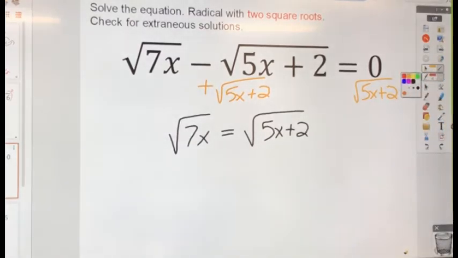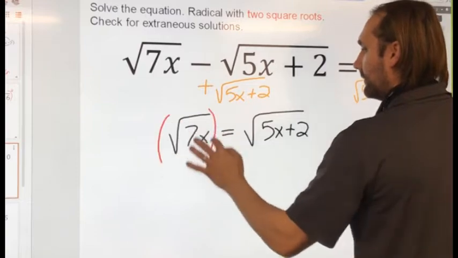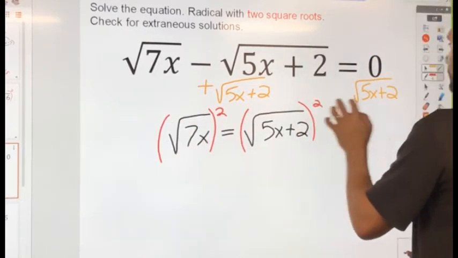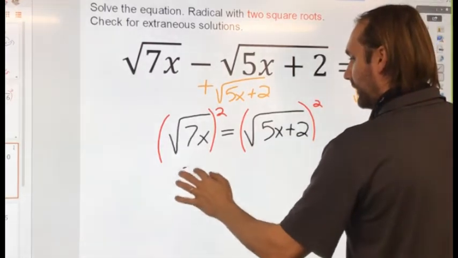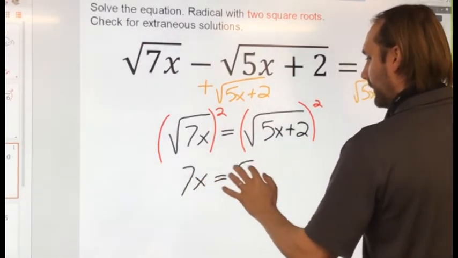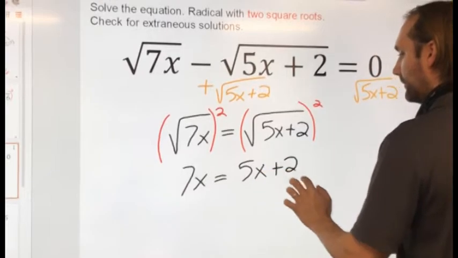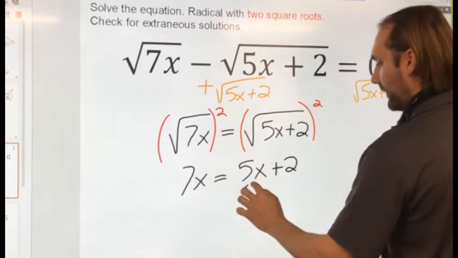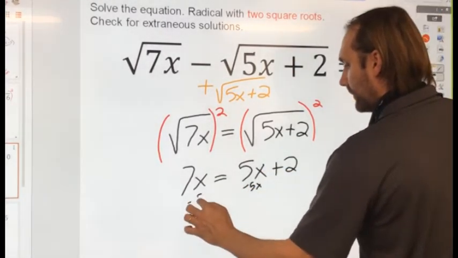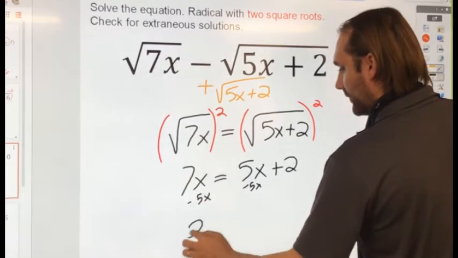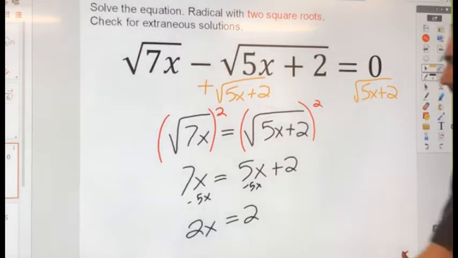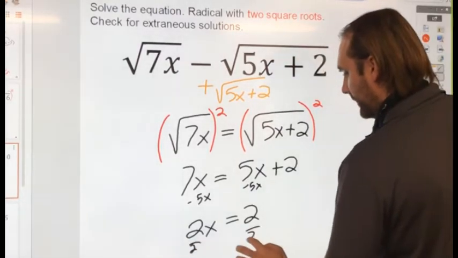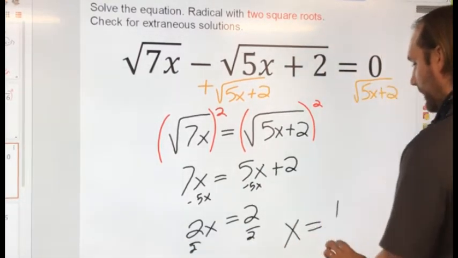Now it's set up to where if I square both sides, I kill 2 birds, 1 stone. And I get 7x equals 5x plus 2. Subtract my 5x. I get 2x equals 2. Divide by 2, x equals 1.